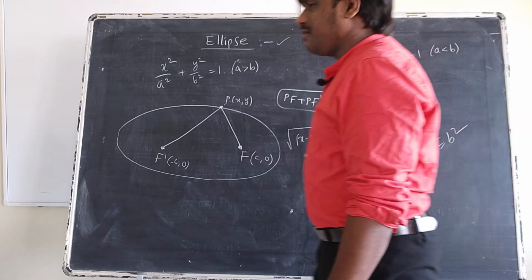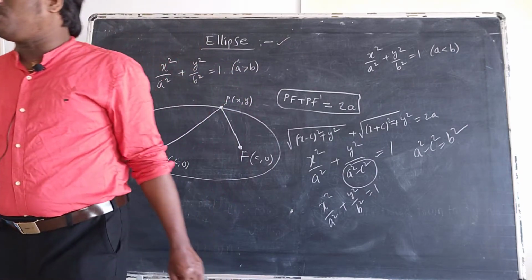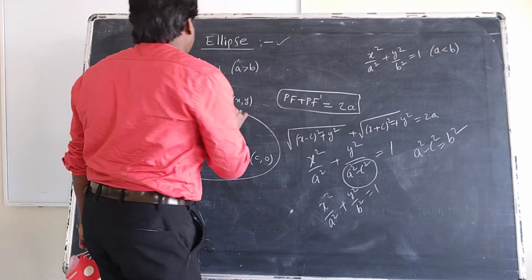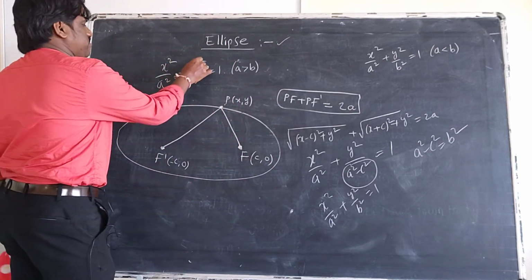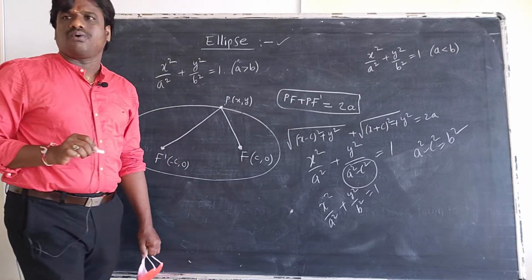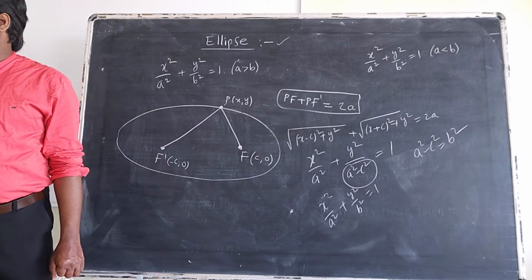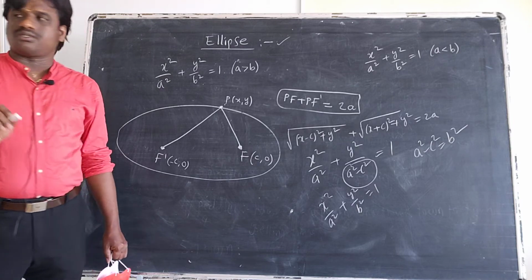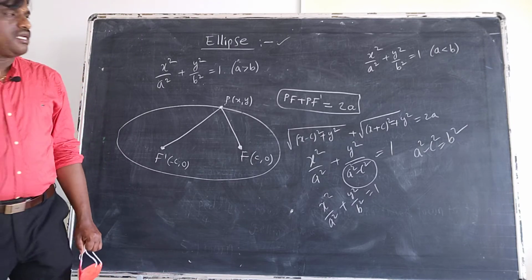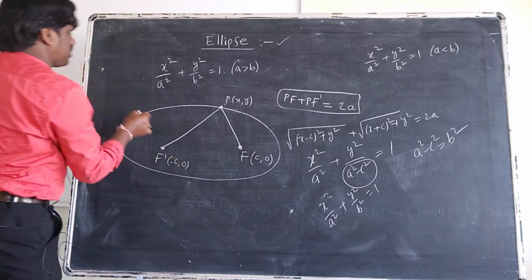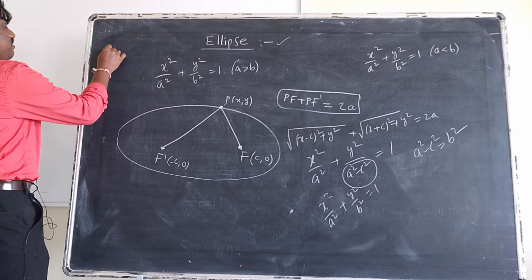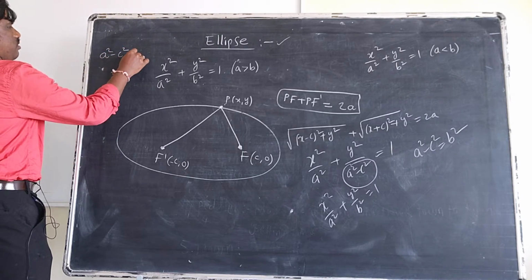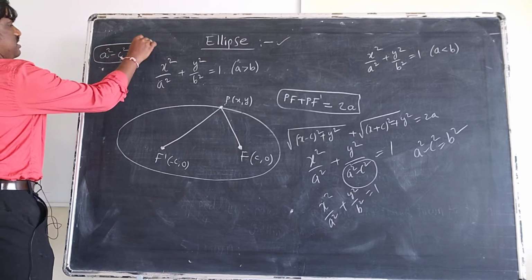The proof of the equation of the ellipse, nobody will ask you, I just explain to let you know. The equation of the ellipse is x square by a square plus y square by b square is equal to 1. Don't learn these all things by heart. Here one more relation is a square minus c square is equal to b square. You just notice this thing.